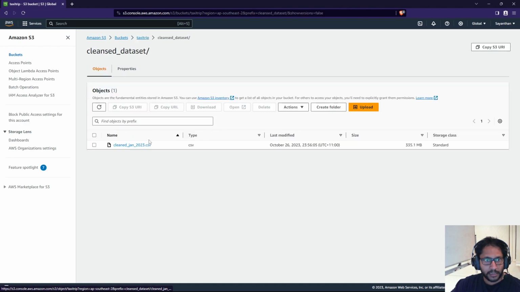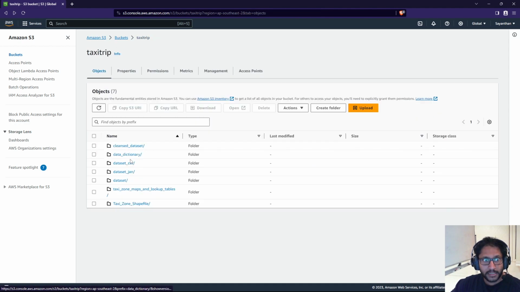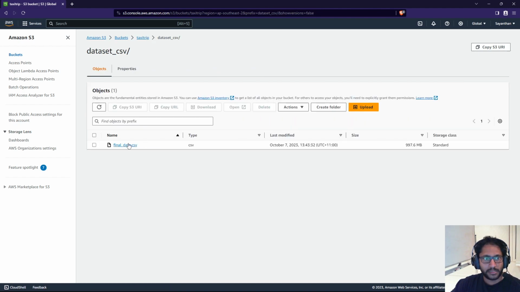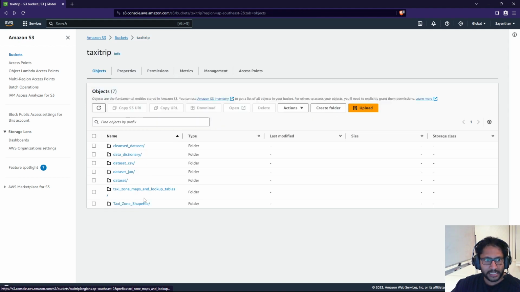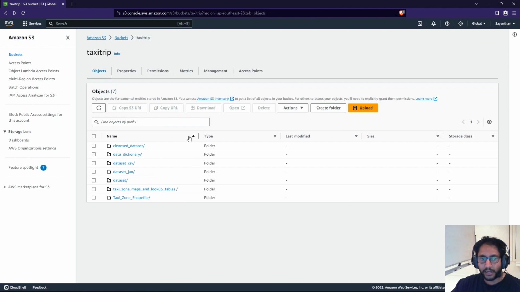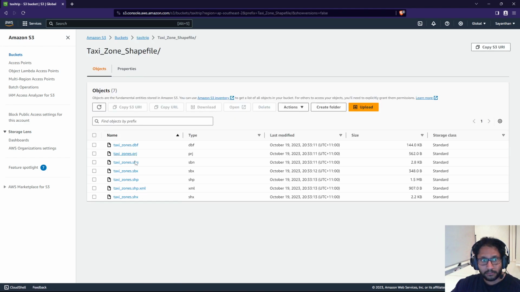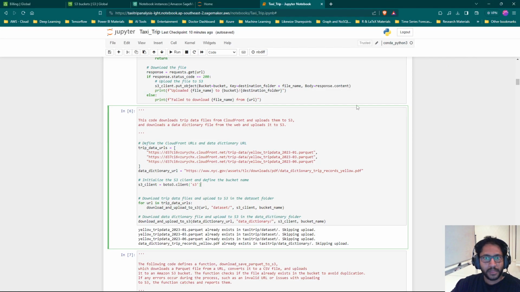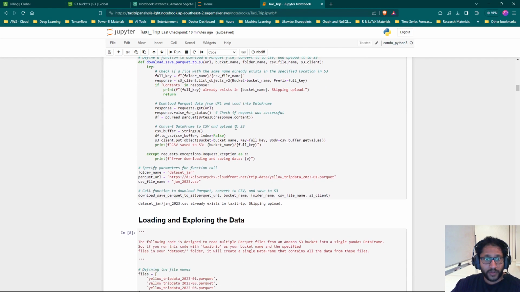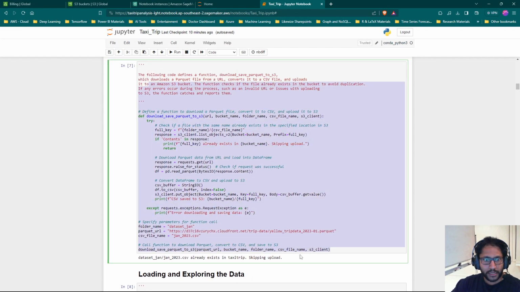Then I'm placing the cleansed data in CSV format, and also all three datasets combined together, which are January, March and June. All three combined, I'm writing in CSV format. So if anyone wants to use it, they can use the CSV, so they don't have to do these parquet transformations. And that is the shape files, which are used to extract the latitudes and longitudes. Keep moving. I'm placing the January, June and March datasets.